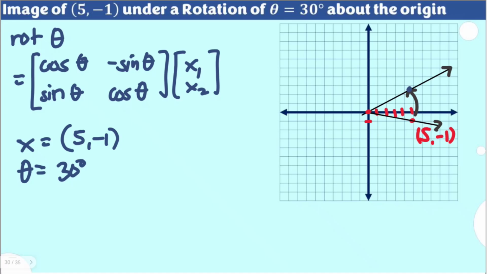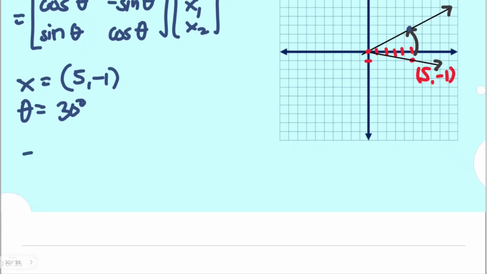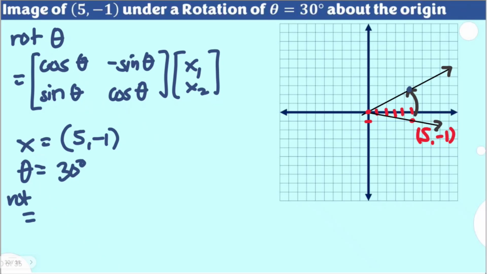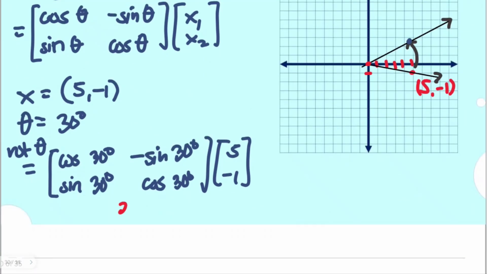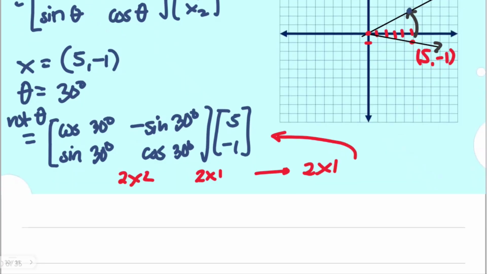So let's determine the image of the point (5, -1) under the given rotation. The rotation by theta is identified as [cos 30°, sin 30°; -sin 30°, cos 30°] times the components 5 and -1. Take note that the product of these two matrices is defined: 2 by 2 times 2 by 1. We would get a 2 by 1 matrix, which is identified as a point. Let's continue with the process.